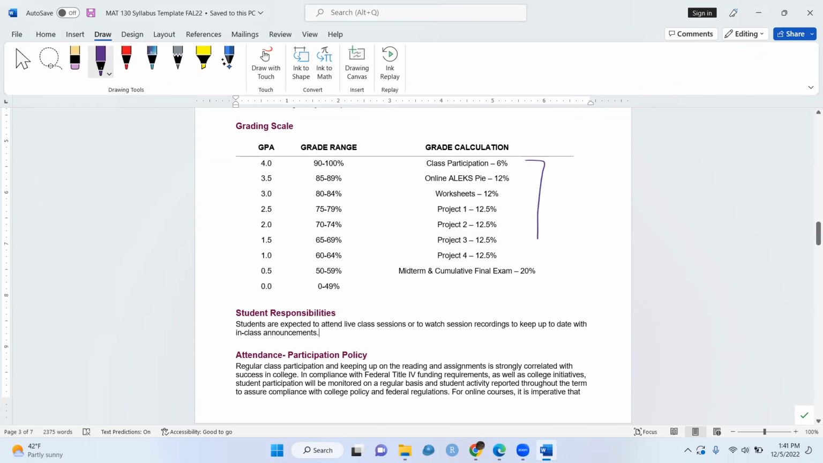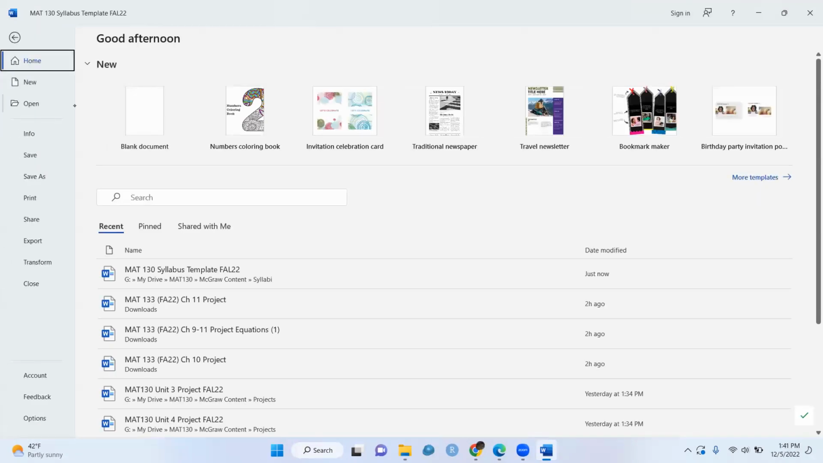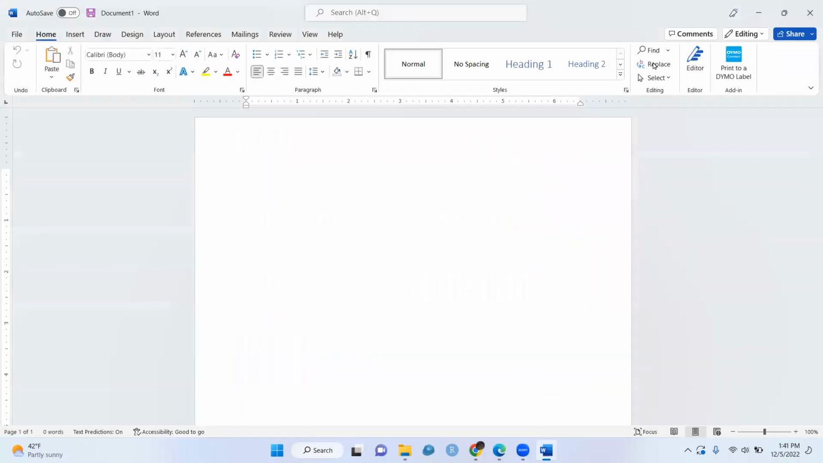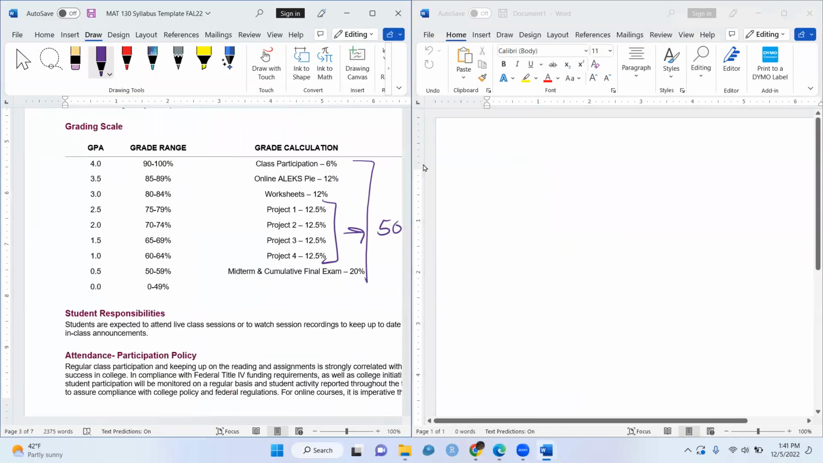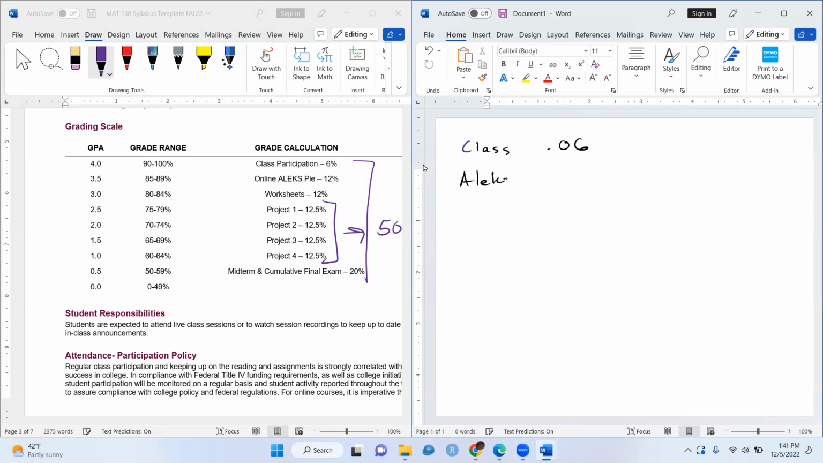There we go. So right here, this is 50%. I'm going to do this in a new document. Class participation is 0.06. Alex, which is that online grade that y'all are working on, is 0.12. We got the worksheets, the ones we're working on. That's also 12% of your grade. We got your projects. That's 50% of your grade.